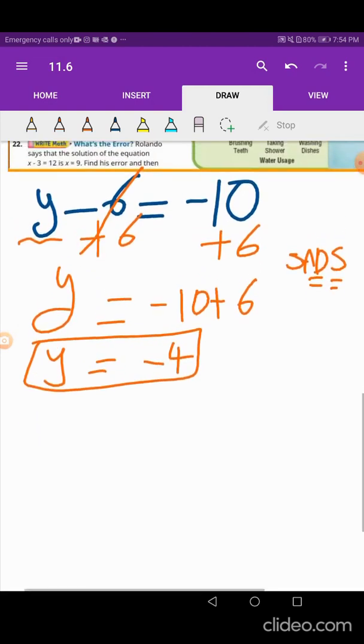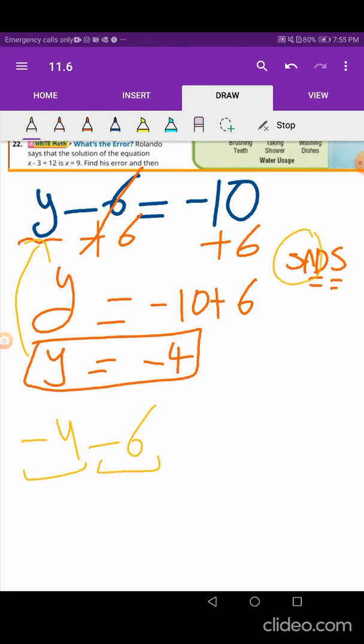By checking and replacing y by negative 4, we can see that negative 4 minus 6 is a negative number and a negative number, so they are the same signs, so I'm going to add. Negative 4 plus negative 6 is negative 10, which is equal to the other side. So what is the value of y that makes this equation correct? If y equals negative 4, this equation is going to be correct. So this is the value of y.